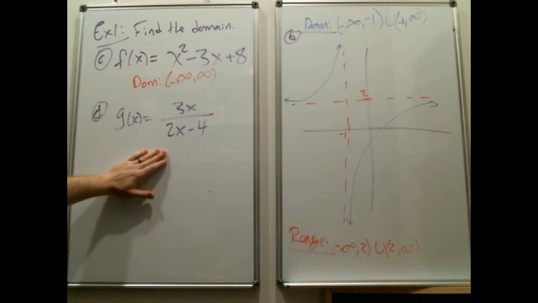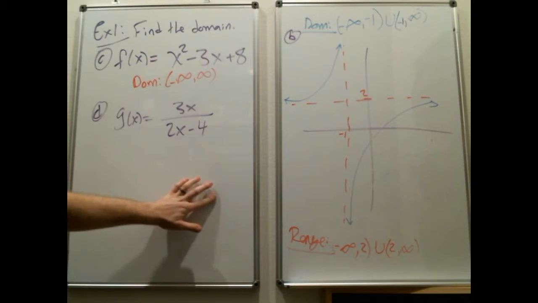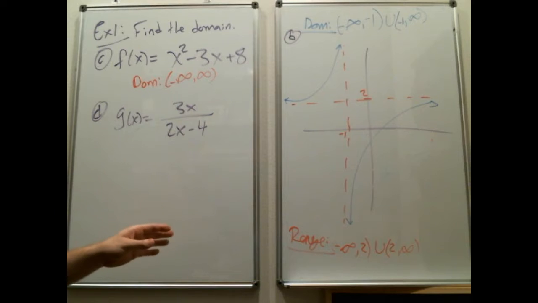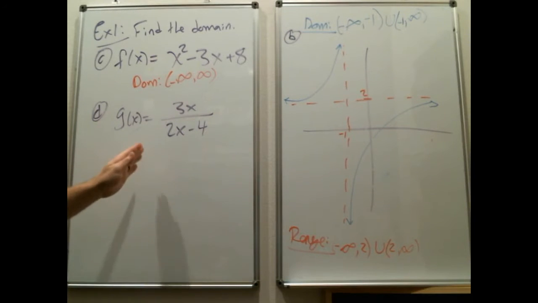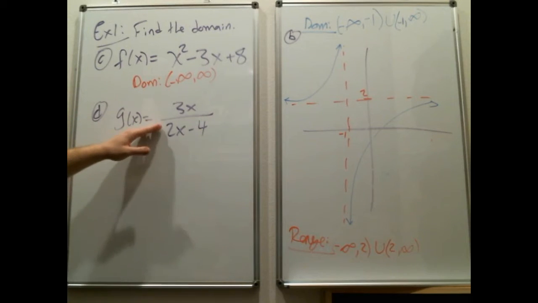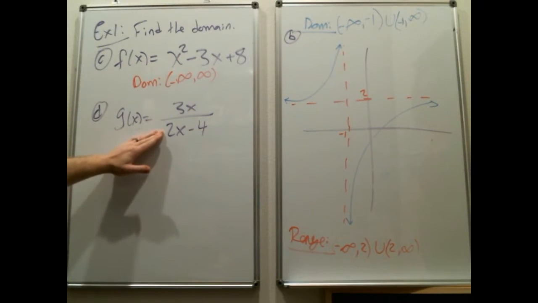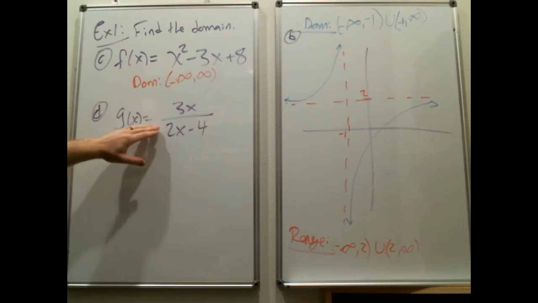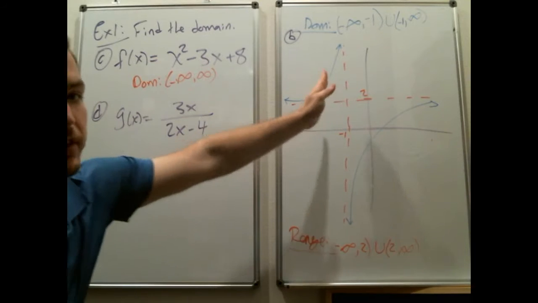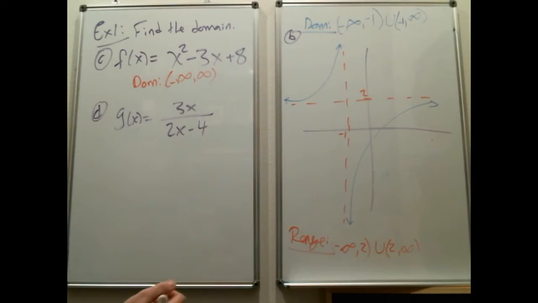But remember, when you're finding domain and vertical asymptote, they're the same thing. Domain is just one step further. The next step is just writing what the domain is. So for the domain and vertical asymptote, we always set the bottom equal to 0 because that will tell us where this function's undefined or where that vertical asymptote lies.